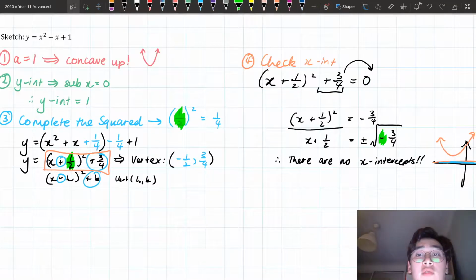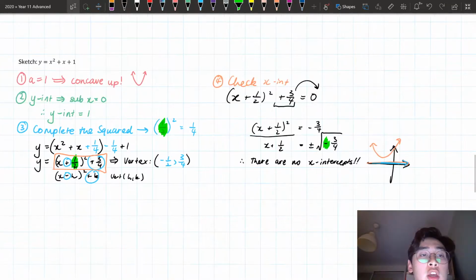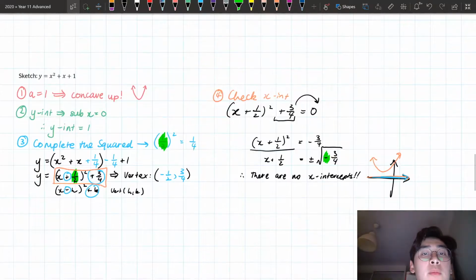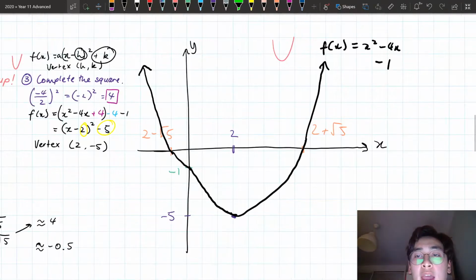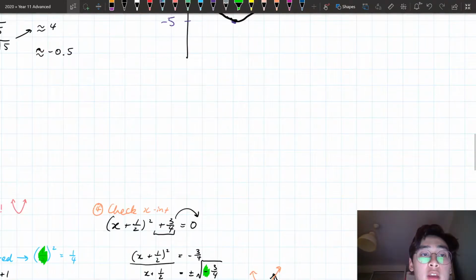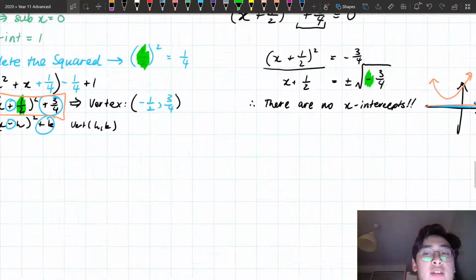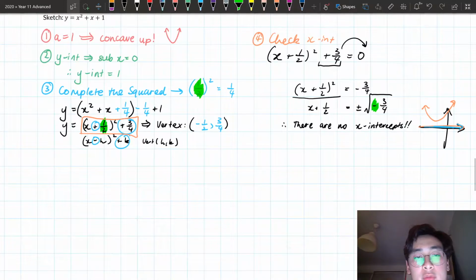Okay, cool. Now that we've done all these steps, what I'm going to do is graph the quadratic function using all the information that I have here. Now, in the previous example, hopefully you'll notice that I've actually shifted the Cartesian plane a little bit. What I'm going to show you is how I actually do this using the information I got.